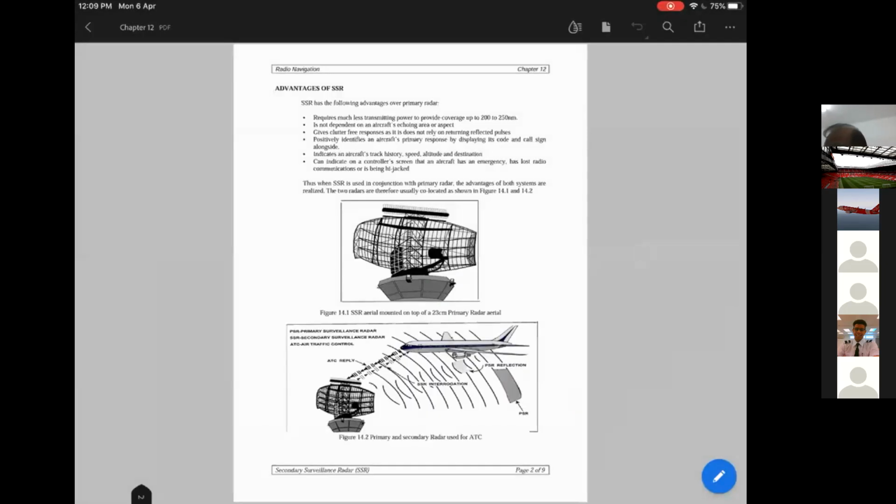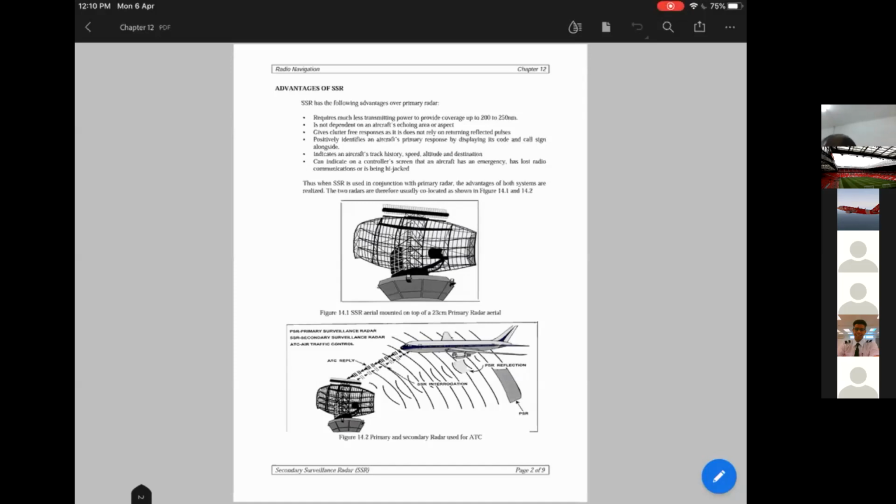Advantages of SSR. SSR has the following advantages over primary radar. One, it requires much less transmitting power to provide coverage up to 200 to 250 nautical miles. Why? The obvious reason is one-way travel of the radio wave. No echo is required. That's why you require much less power. It's not dependent on the aircraft echoing surface at all. As mentioned earlier, it gives clutter-free information, etc.